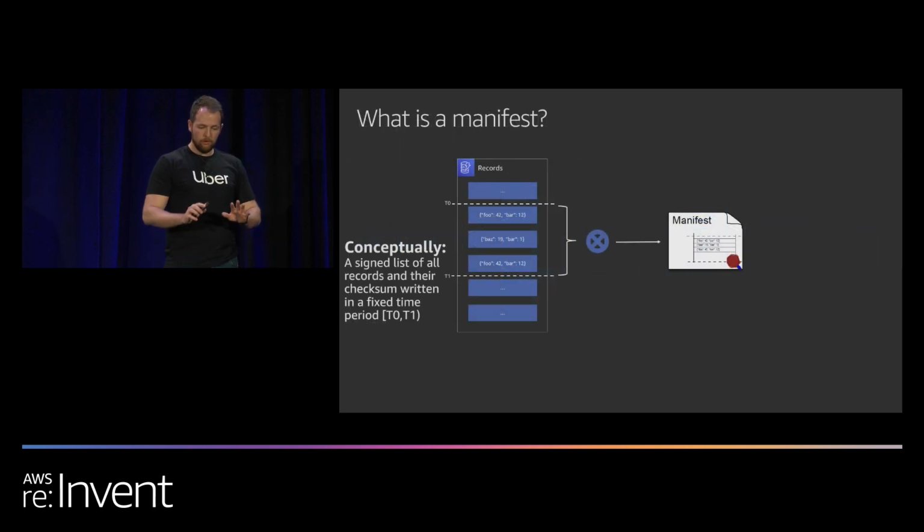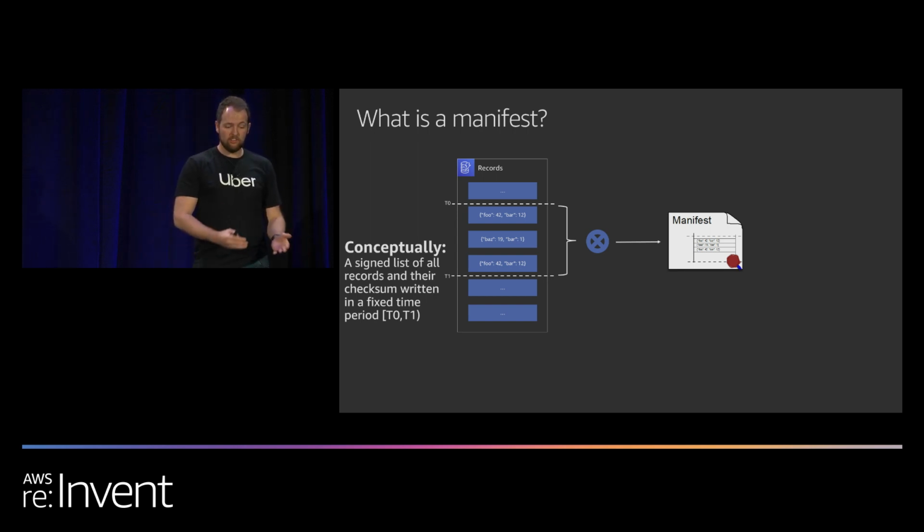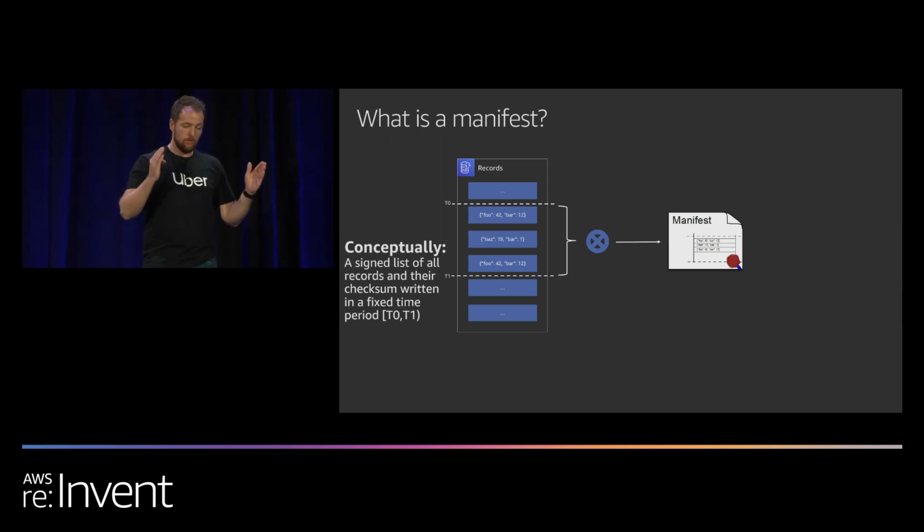Before we go into how we build this system, we need to introduce a concept. Internally we use something called a manifest. Conceptually, it's just a signed list of all the records and a checksum within a fixed time period. So basically it says, from 1 p.m. to 2 p.m., this is all the records that we expect to be written in the system.